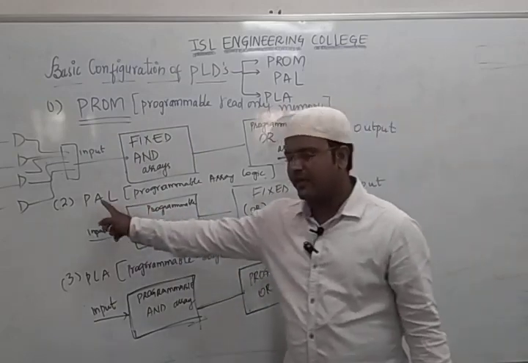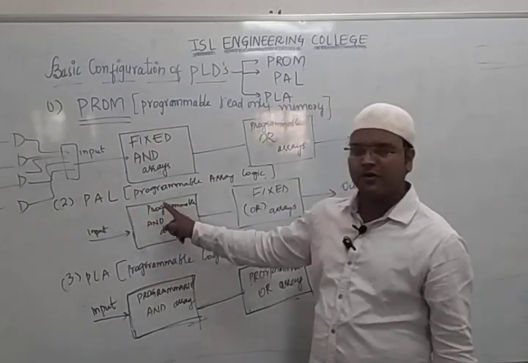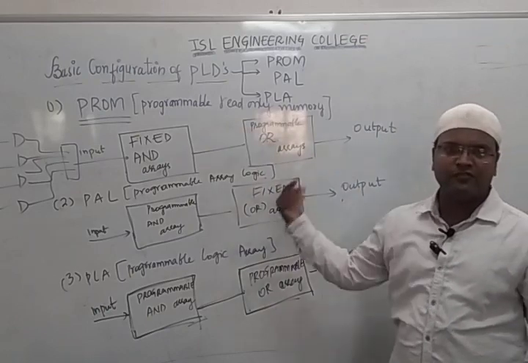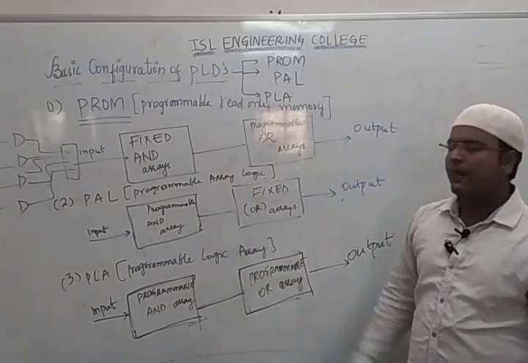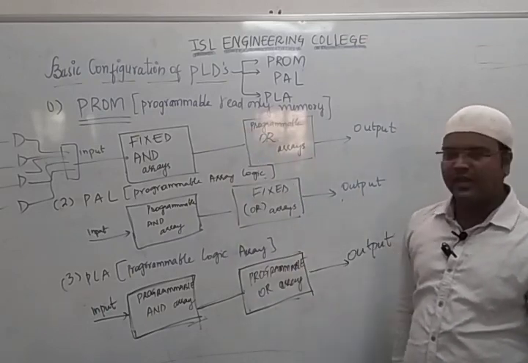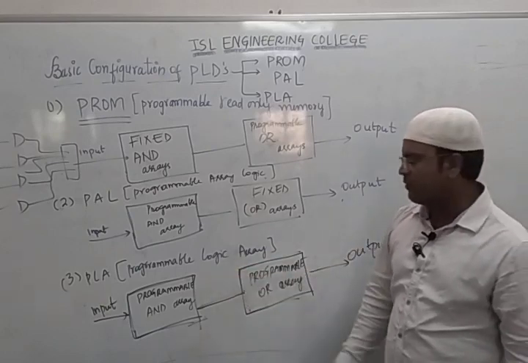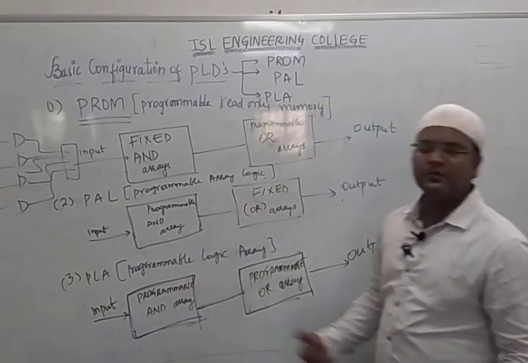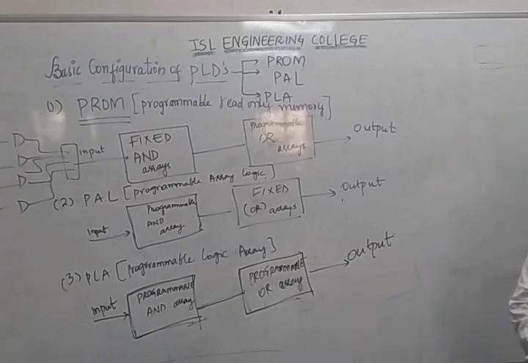So here we are programming and then producing the output, then it is called PROM. Second thing, PAL. In that, one is programmed and the other is fixed, vice versa compared to PROM and PAL. What about this PLA, programmable logic array? In that, both are programmed, the AND gate as well as the OR gate, and we just get the output when giving the input combination. It is also one of the types of PLDs.